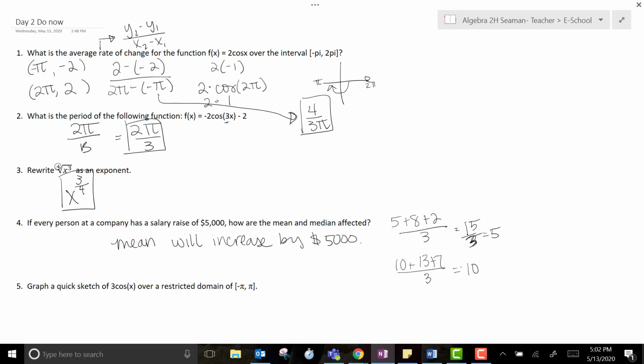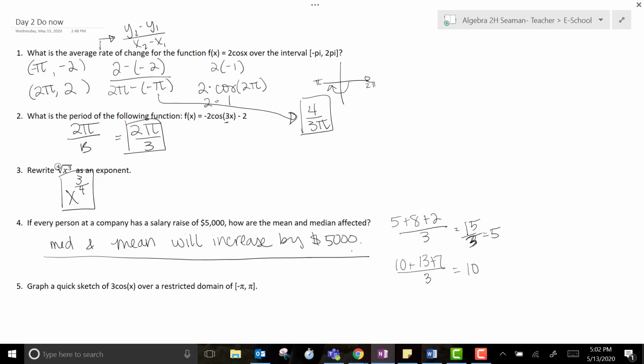The median, however, if every single salary is raising $5,000, the exact same thing is going to happen. That middle value is still going to be the middle value. So I'm just going to say median and mean will increase by $5,000.